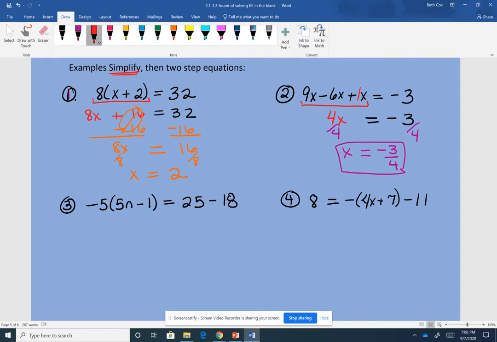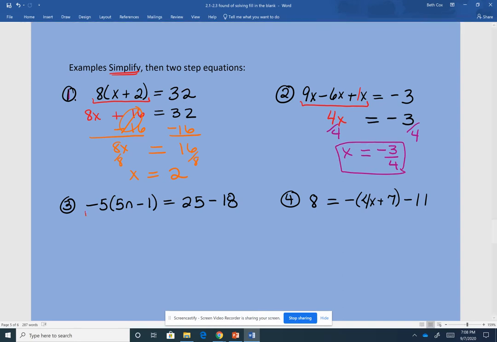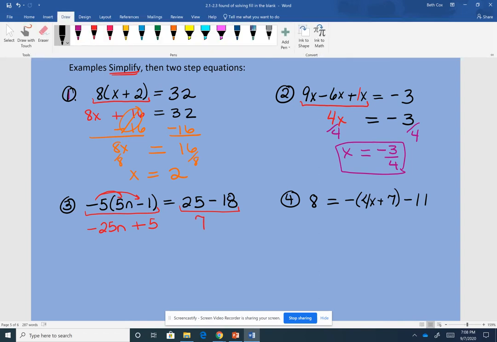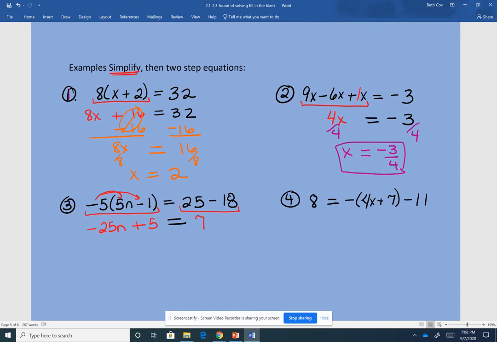Okay, next we're going to simplify first. So the left side needs to be simplified and the right side needs to be simplified. Okay, the left side, I'm going to use the distributive property. Negative 25n plus 5, because it's negative 5 times 5. Negative 5 times negative 1. So I simplified the first. And over here I have 25 minus 18. Well, that's 7. And now I can solve. Simplify first, then solve.